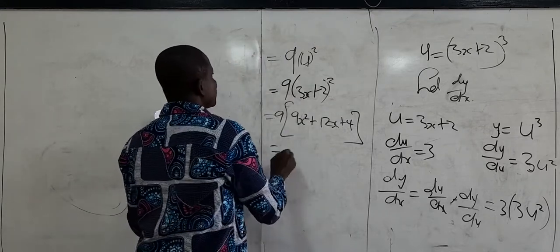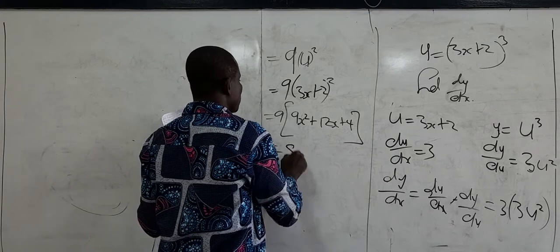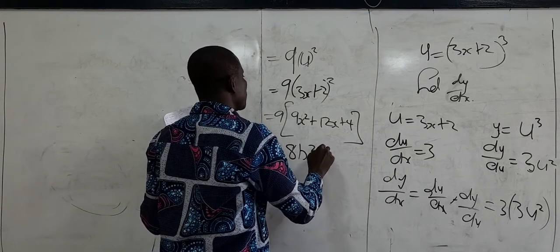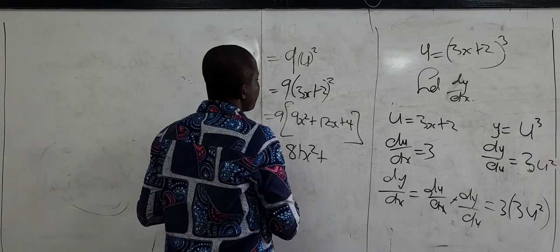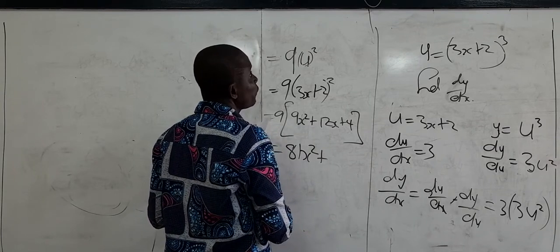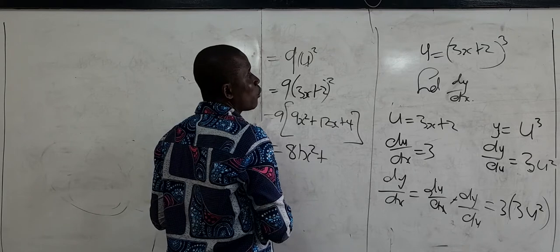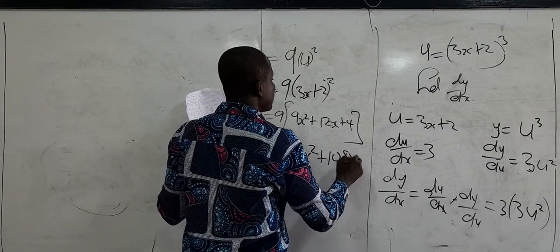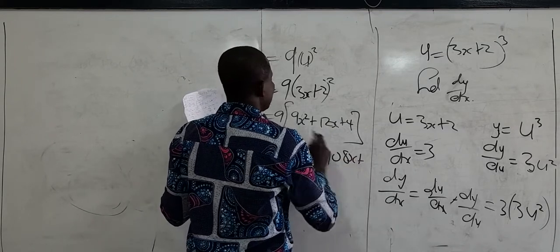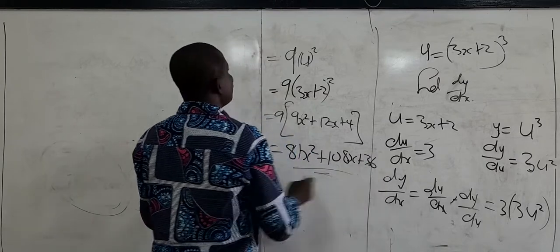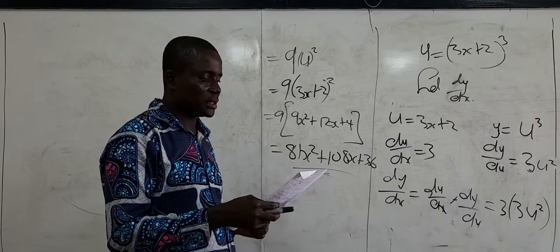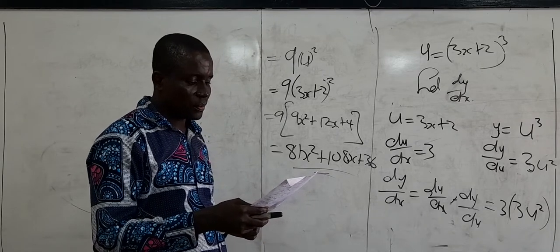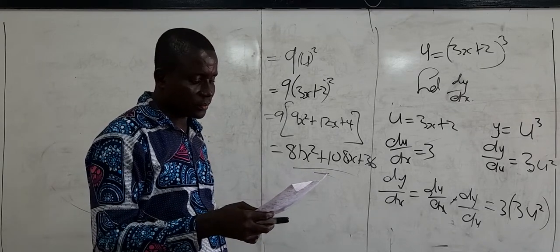So in effect, dy/dx is going to be what? 81x squared plus 12 times 9. 12 times 9 is 108. So 108x plus 18 times 2, which is what? 36. So that's our dy/dx for this value. Exactly.